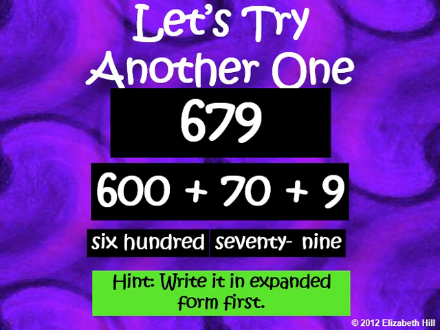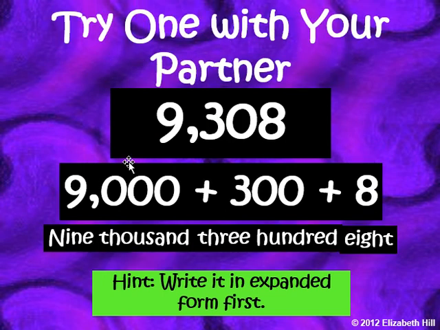Here's another one, 679. Again, if you write out your expanded form, 600 plus 70 plus 9, and then you write the written words out, 679. 9,308. We have 9,000 plus 300 plus 8. So we have 9,308. So if you look, your written form simply takes the addition signs out of your expanded form.